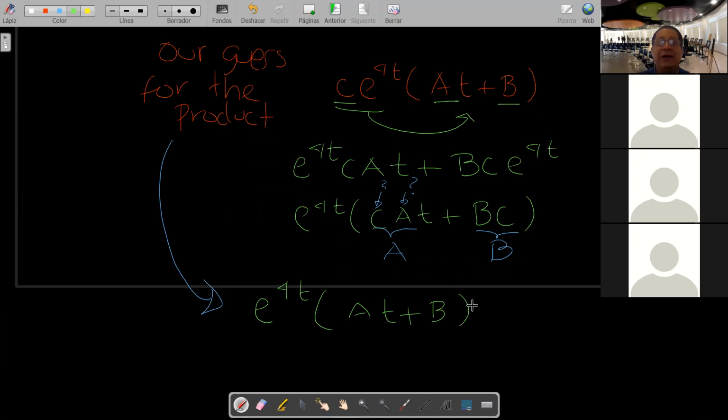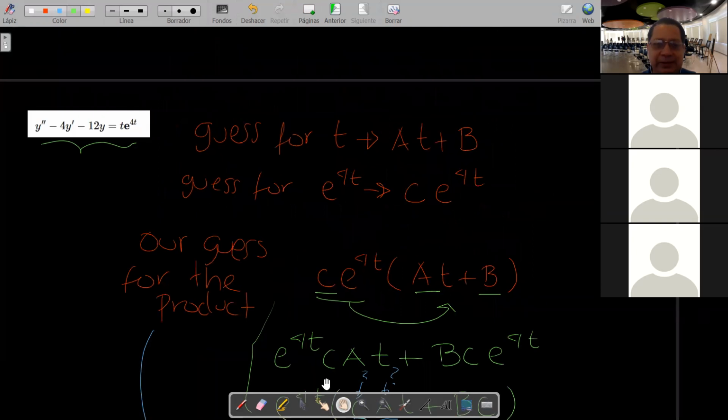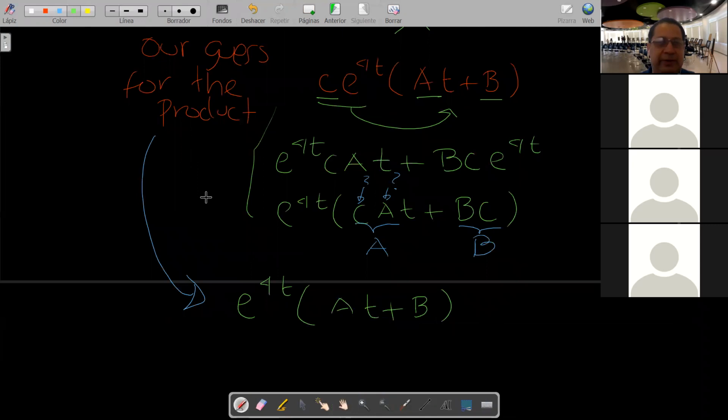Ta-da! So as you can see, as you forget about this whole process, A times t plus B is simply our guess for this polynomial. And e to the 4t is just the exponential without the coefficient, right? You can see it over here. It's just the exponential without the coefficient, and here is the polynomial.